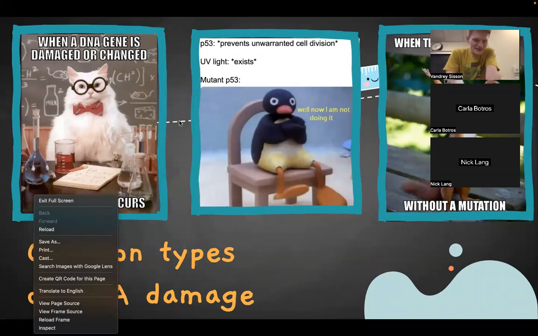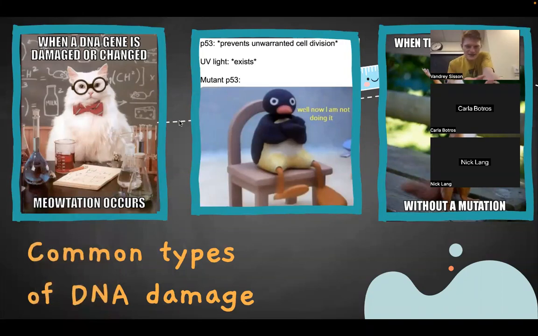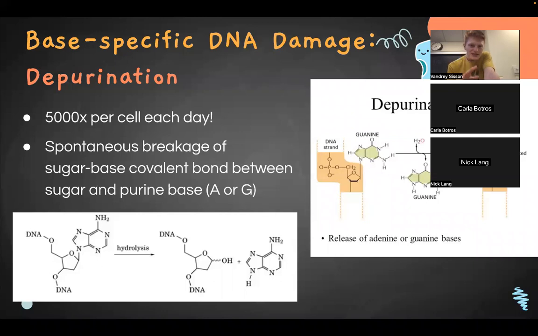Some common types of DNA damage. You might have seen these if you've watched the lecture videos, but if not, we'll go through them now and then you'll get another refresher. So we've got base-specific DNA damage, and we're thinking of depurinations and deaminations. Depurinations are a little bit more rare. They happen about 5,000 times per cell each day. And so it's just the spontaneous breakdown of a sugar-base covalent bond between a sugar and a purine base. And again, a purine base can be an adenine or a guanine.